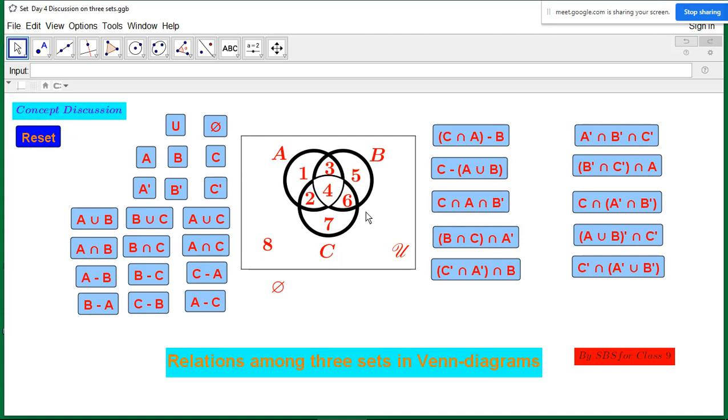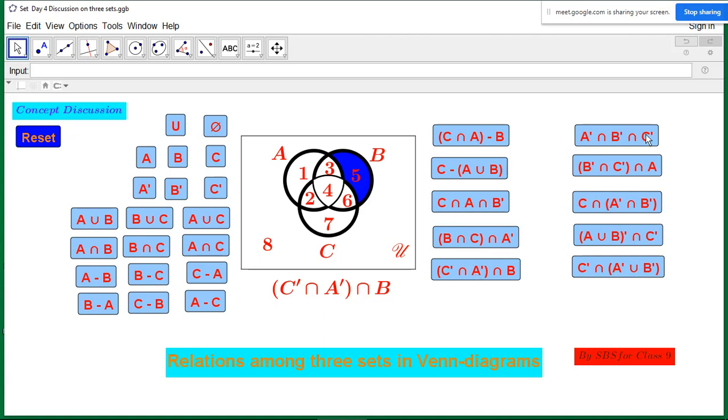Similarly, C intersection A intersection B complement is 2. B intersection C intersection A complement. C complement intersection A complement and B, that is 5. A complement intersection B complement intersection C complement. Can you guess the elements in this condition?